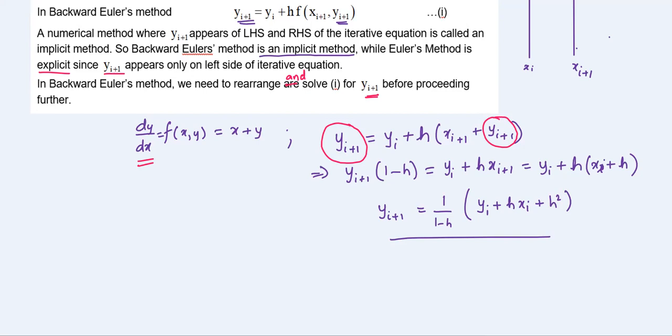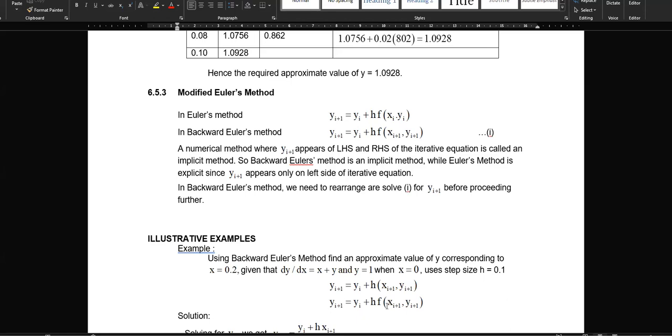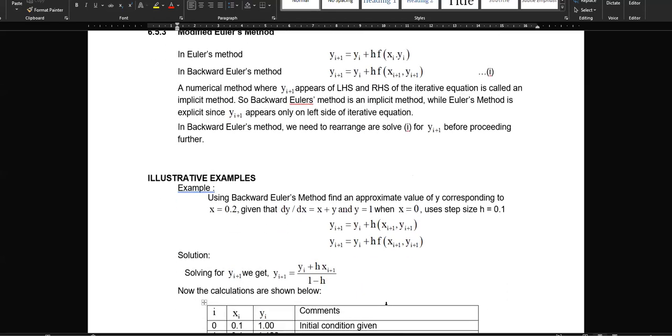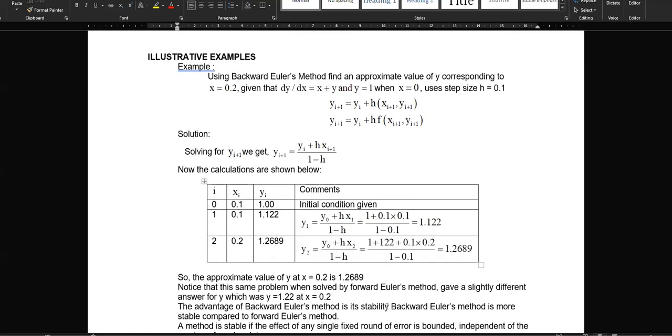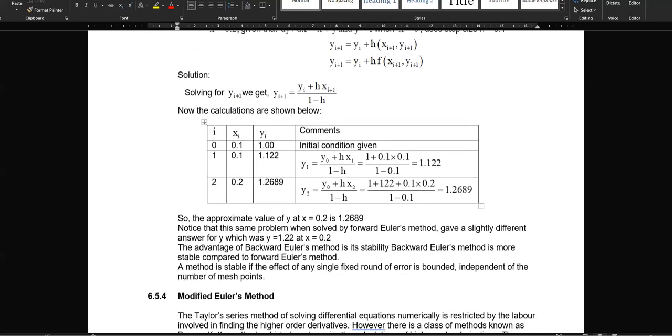Next, let us move forward. The same backward Euler's method, the same thing, corresponding to x equal to 0.2, use step size 0.1. So in 2 steps we have to calculate.